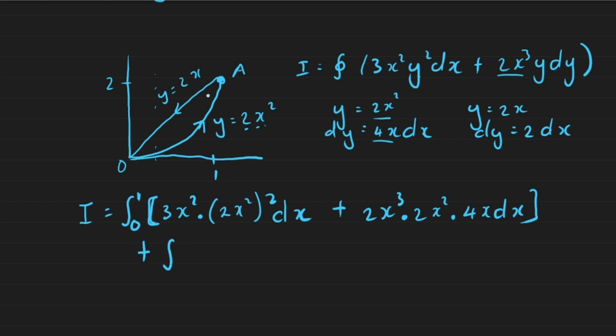The integral from 1 to 0. Same thing, but now y is equal to 2x. So again, it will be 3x squared times y squared. So it'll be 2x this time, squared, times dx, plus 2x cubed times y, which is 2x, multiplied by dy, which is 2 dx.